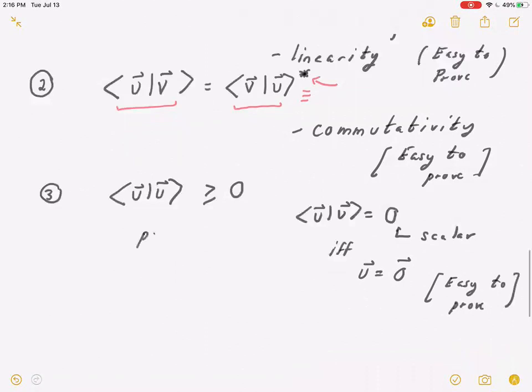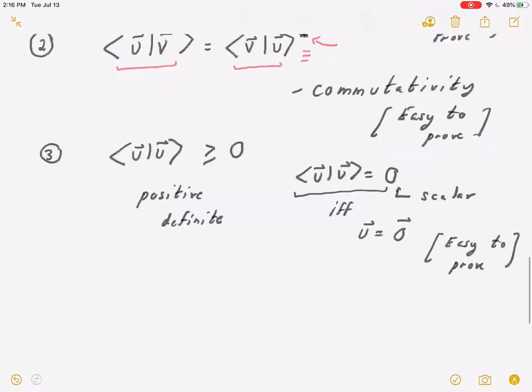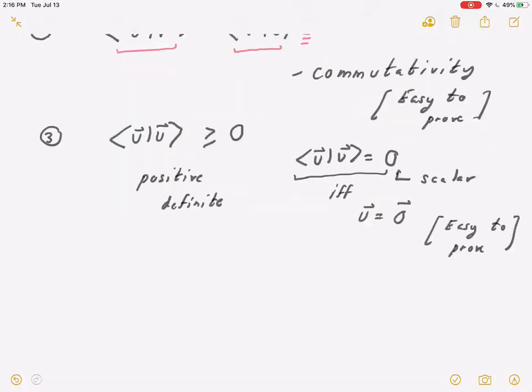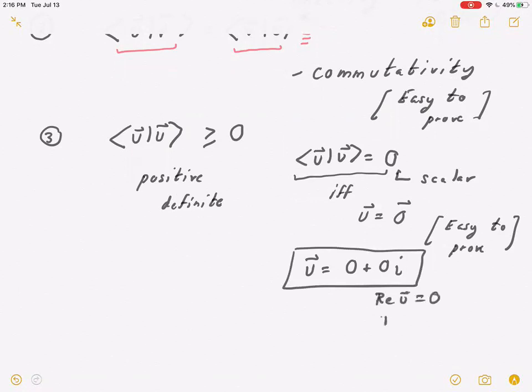And this property exploits the fact that the inner product is positive definite, that it is always positive with one exception, if the vector itself is in fact the 0 vector. Remember, U is a complex vector, and that just simply means that the real part of U is 0, and the imaginary part of U is 0.